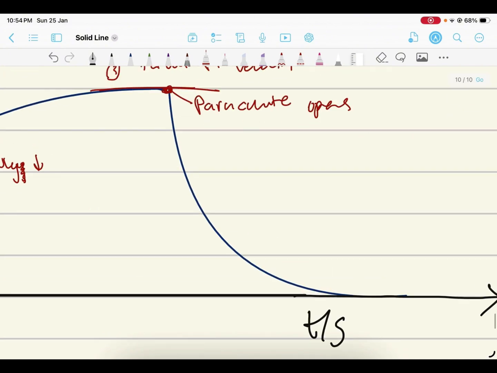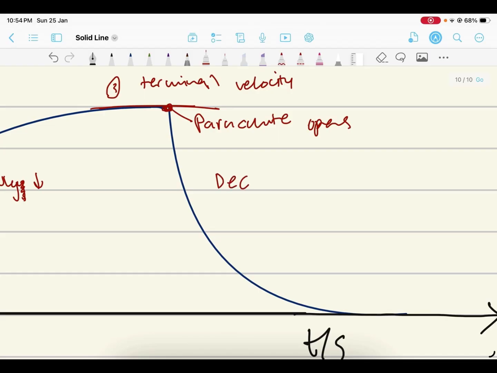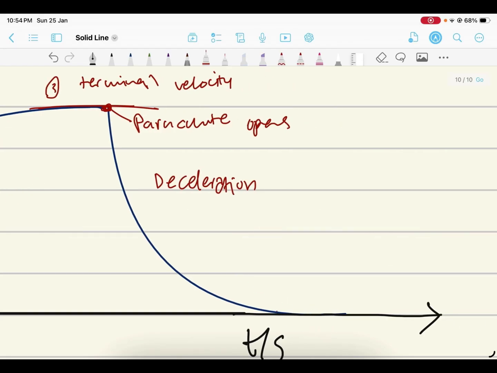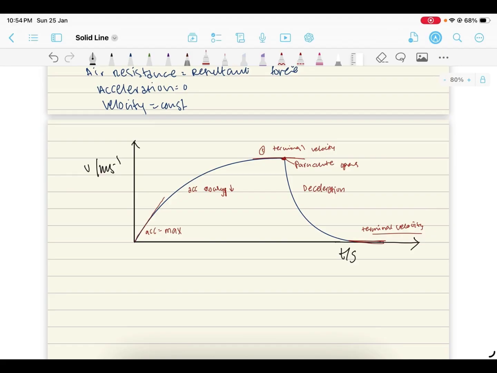So here you can see deceleration occurs, because the air resistance is higher than the resultant force. The air resistance is higher, like more than the resultant force. Okay, that's why. And then another terminal velocity is reached. Terminal velocity reached, and that's how the skydiver will safely reach the ground.